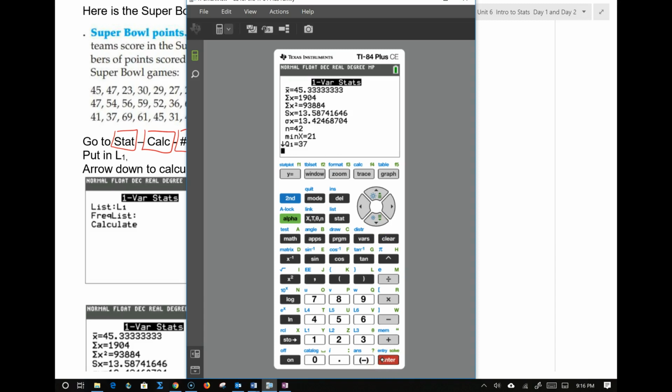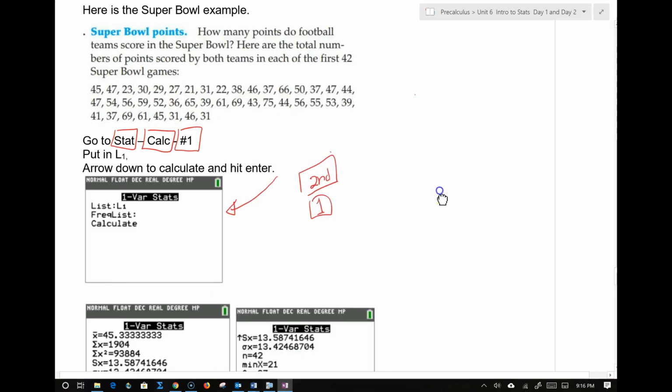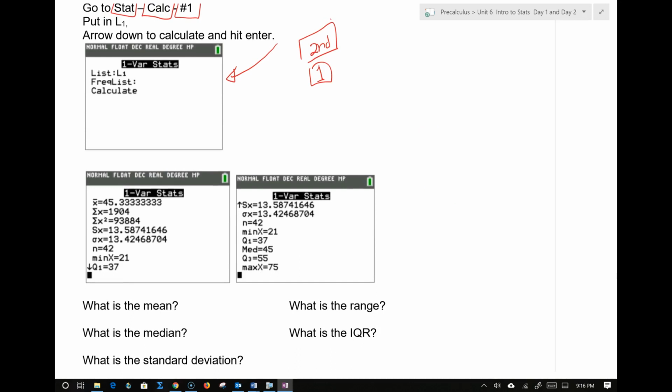All right, so I'm going to go and close this here if I can. And you should see the screen. This is what you see when you first open it up. Remember a few things it has here. X bar is the term that we use, and X bar stands for the mean of the data. This right here stands for the standard deviation of the data. Remember, that's how far away from the mean on average a piece of data is. And then we have the number of pieces of data. Remember, there were 42 Super Bowl games, the first 42 that we were looking at.